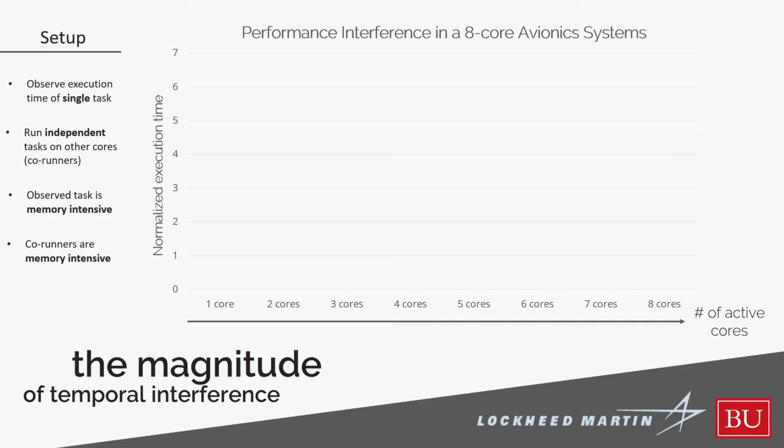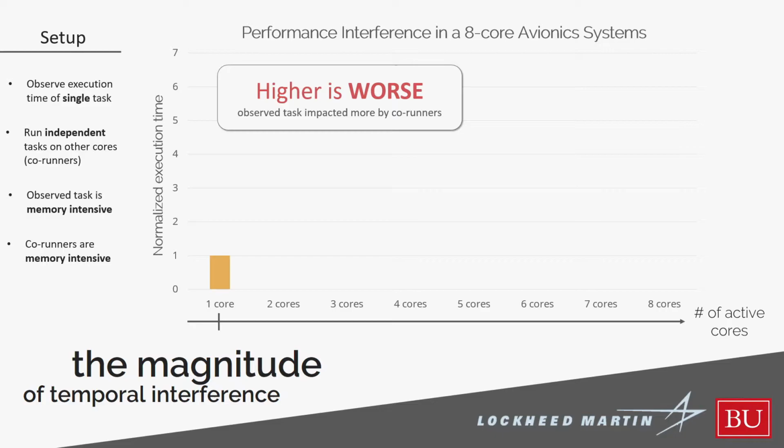And here we have essentially an avionic platform, which has 8 cores, all right? And we start by running our observed application. This is just a synthetic benchmark on only 1 core, and we turn off the rest of the cores in the platform. In this case, we consider our baseline to be the runtime of this application in isolation. And so we consider its normalized execution time to be 1 in this situation.